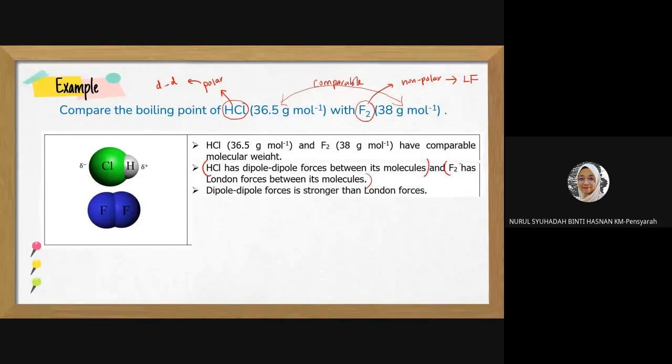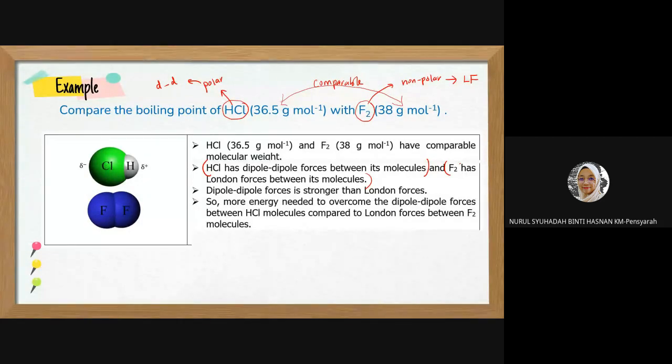So you would say dipole forces are stronger than London forces, so more energy is needed to overcome the dipole forces between HCl molecules compared to the London forces between F2 molecules. Thus, HCl has a higher boiling point than F2. Okay, so for the second one, we have to determine based on the polarity. Dipole is stronger than London forces, so it will have a higher boiling point.